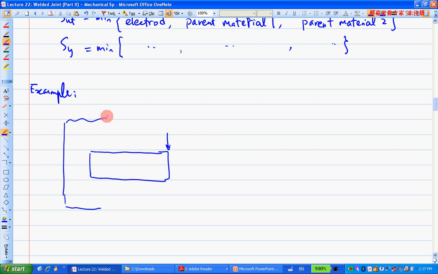I'll use an in-plane example. Okay. So we have 2-inch over here and 2-inch here and 6-inch here. 5/16. Not this way. Okay, so that's the symbol like this.